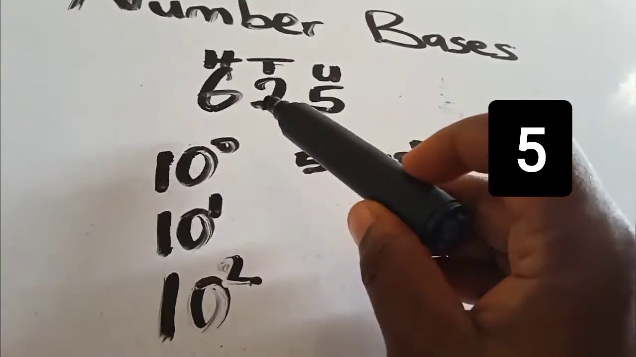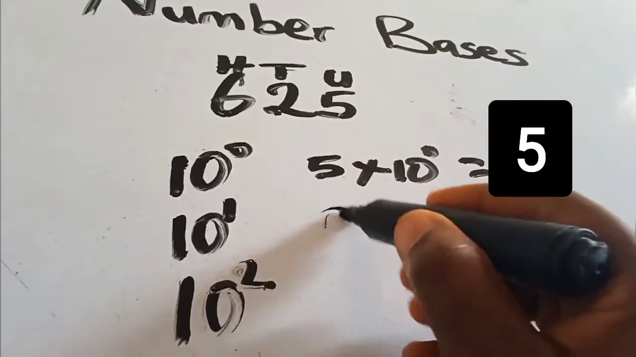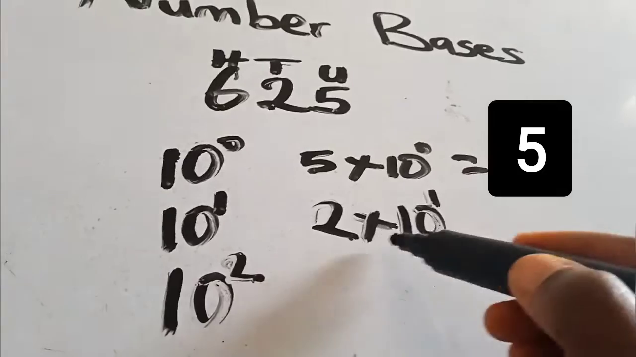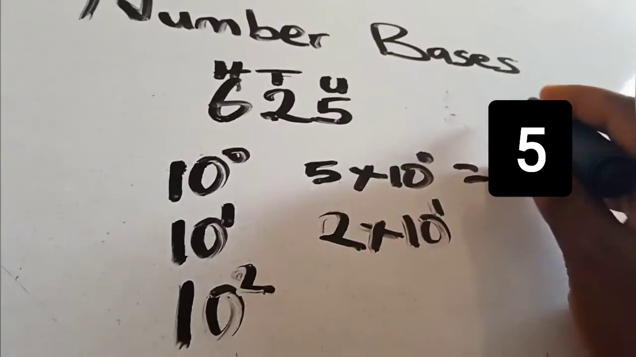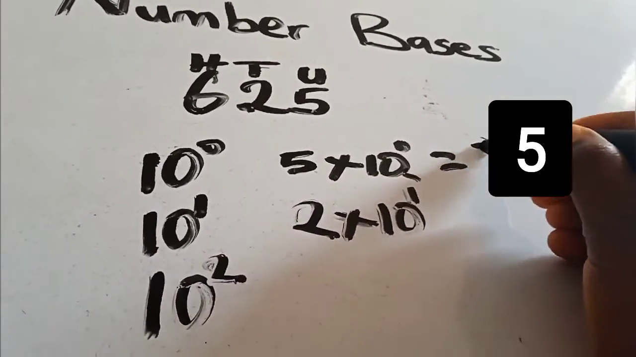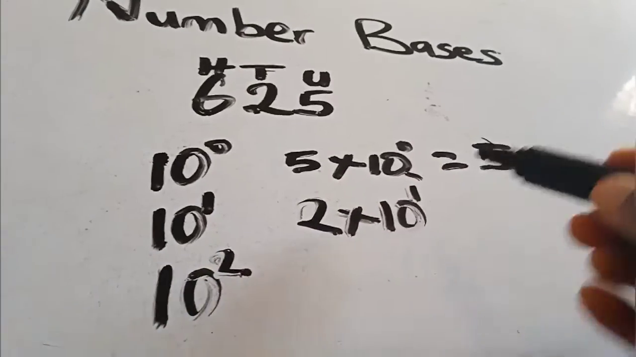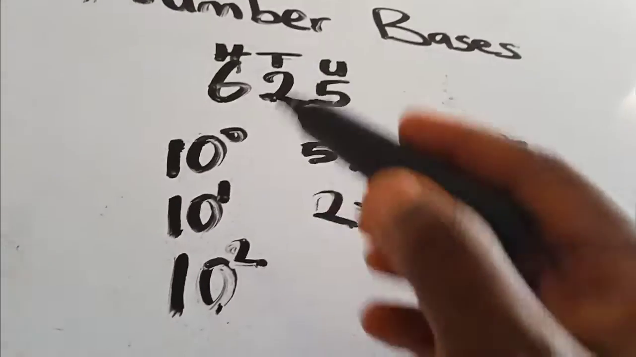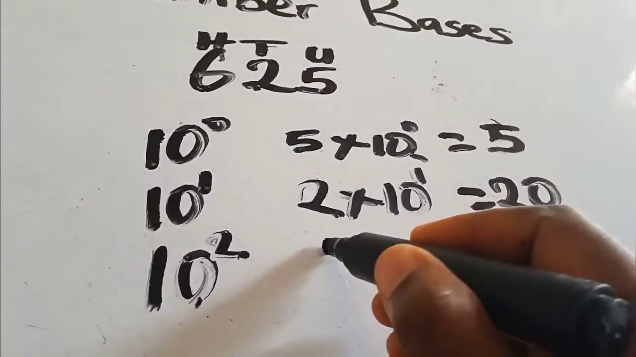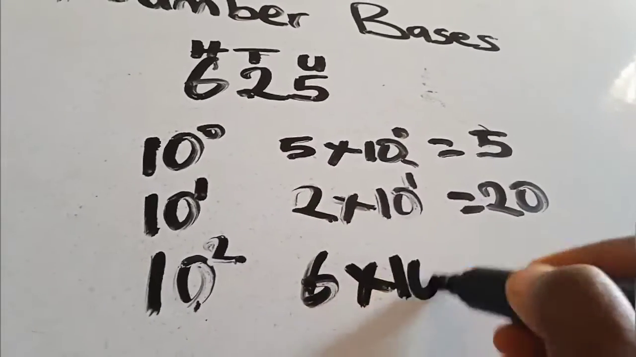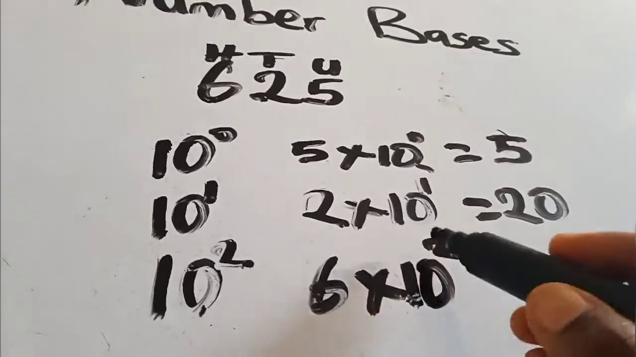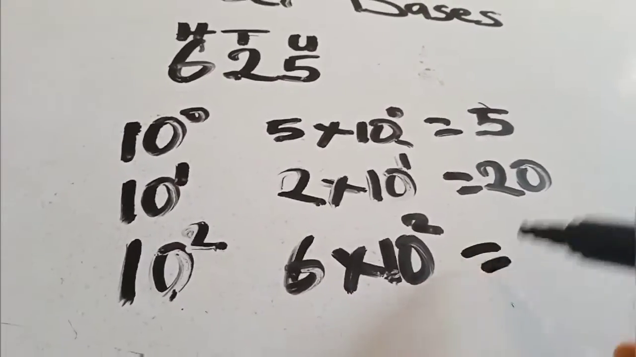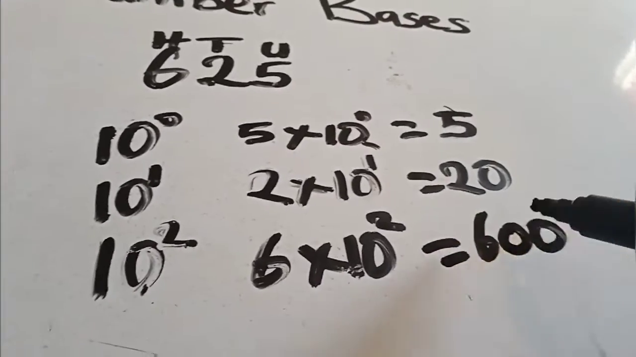These two represent 20. That's why I say 25. It's 2 times 10 raised to the power 1. 10 raised to the power 1 is 10. Sorry, 2 times 10 is 20. For the hundreds, it is 6 times 10 raised to the power 2. 10 raised to the power 2 means 10 times 10, which is 100. 6 times 100 becomes 600.